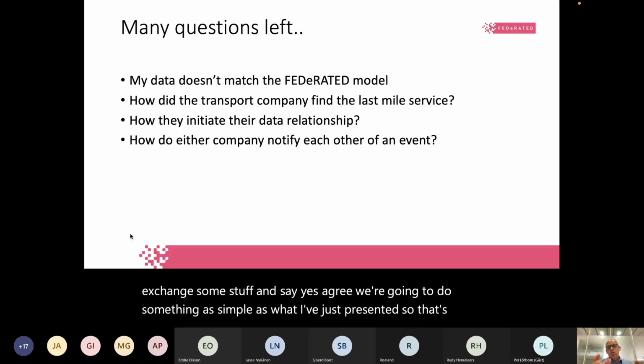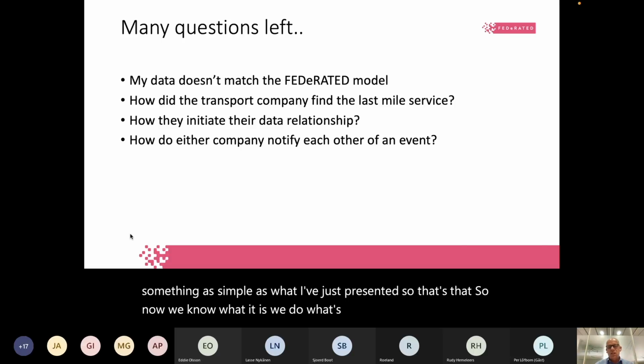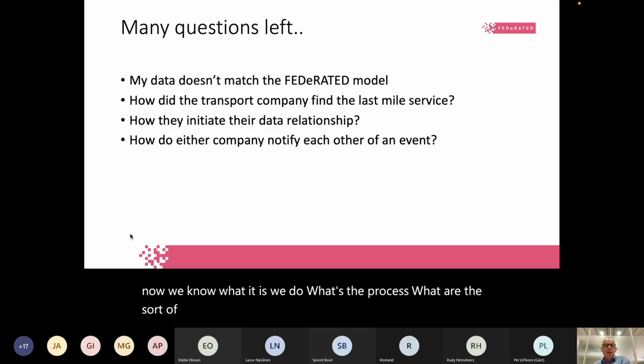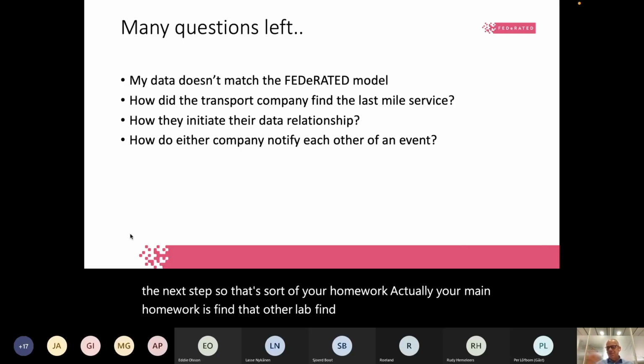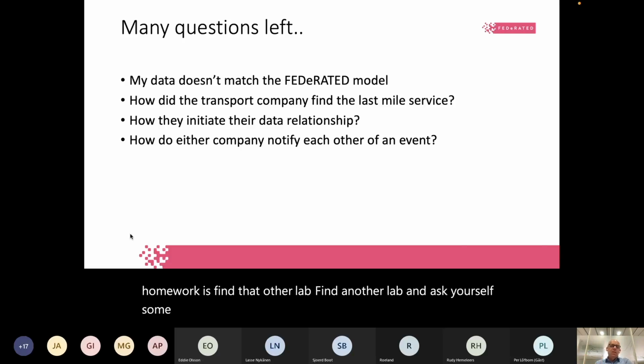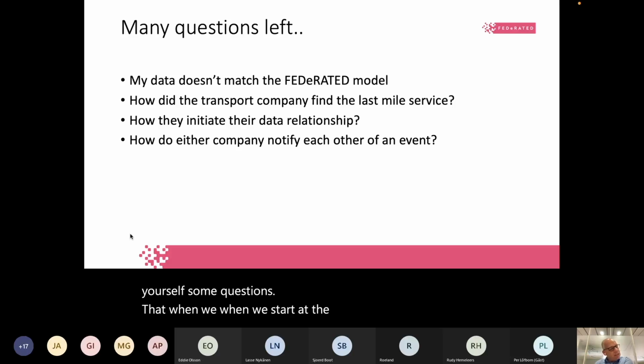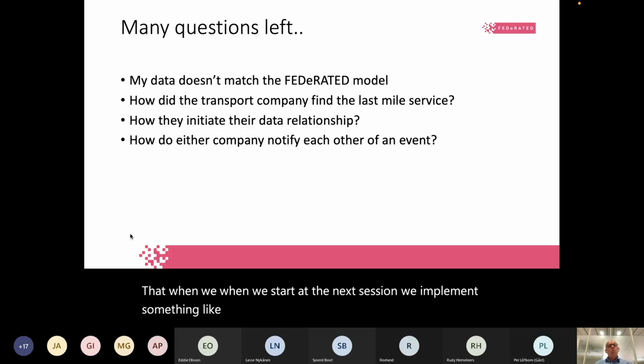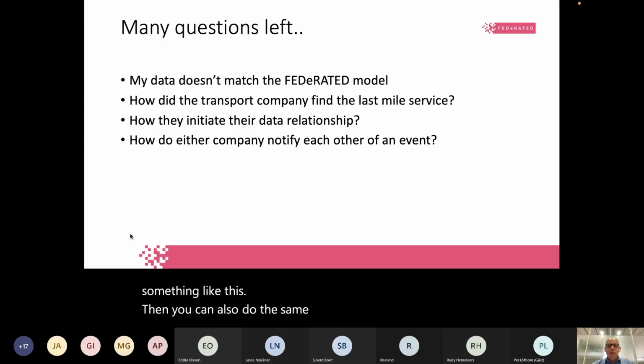So now we know what it is we do, what's the process, what are the sort of data, let's put it into a file, and you're ready. You're ready for the next step. So that's sort of your homework. Actually, your main homework is find another lab and ask yourself some questions so that when we start at the next session, we actually implement something like this, then you can also do the same thing in your own living lab.